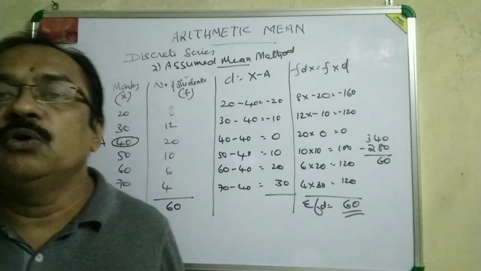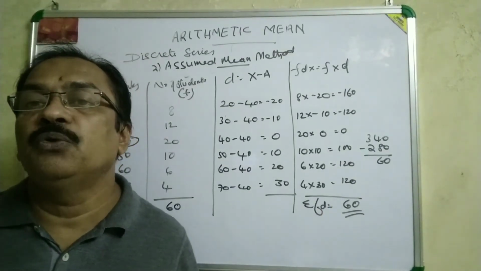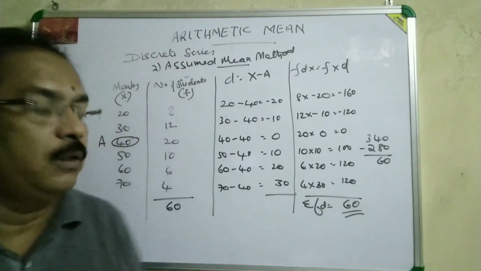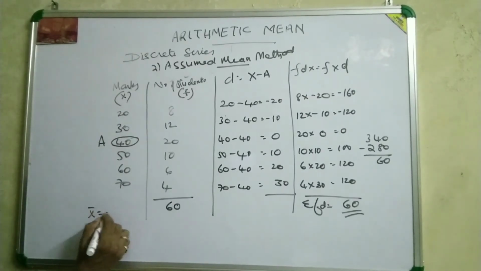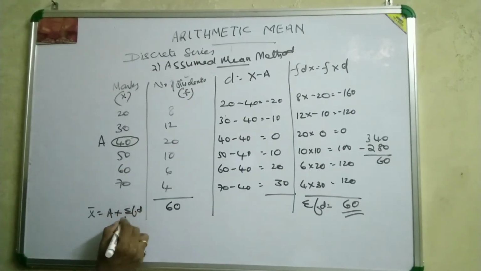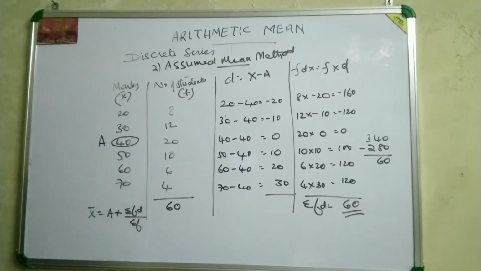Now I will tell you what formula we have to use to calculate arithmetic mean. The formula we are going to use is x bar is equal to a plus sigma fd upon sigma f. This is the formula we are going to use. A plus sigma fd upon sigma f.